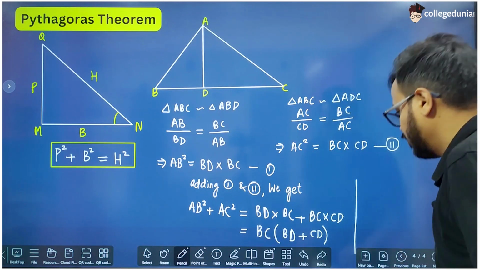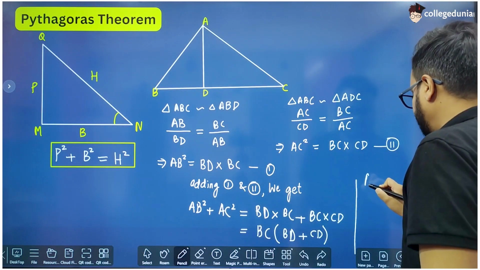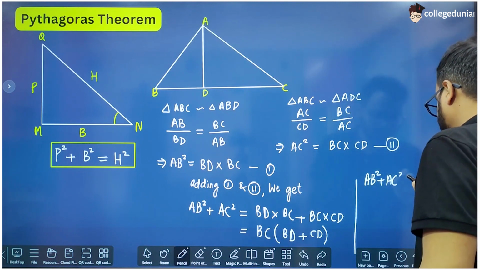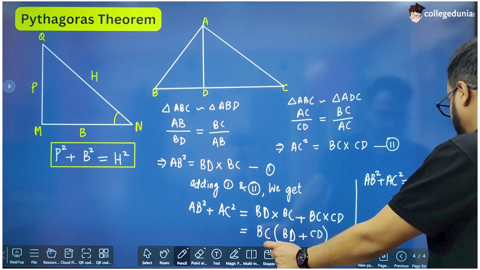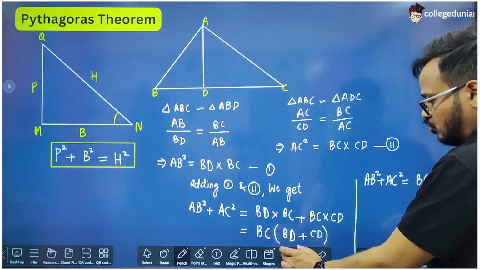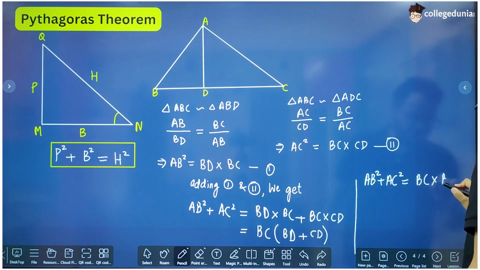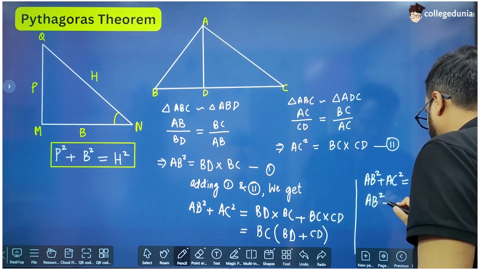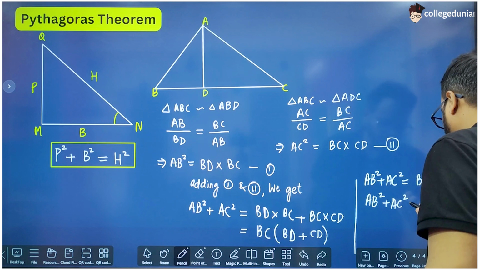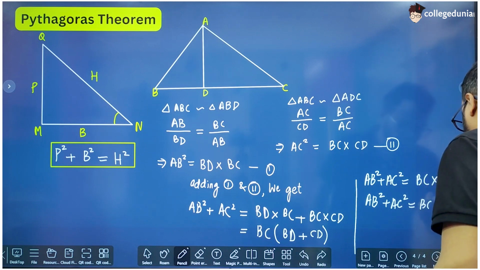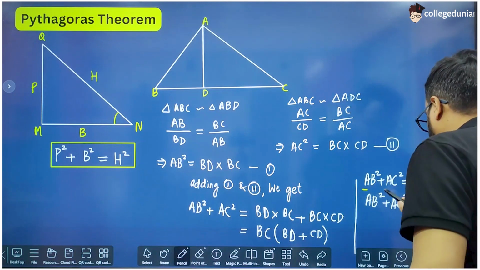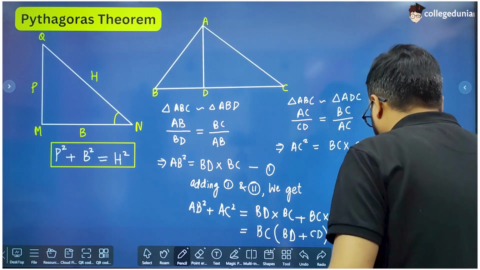So AB square plus AC square equal to BC into BD plus CD, which is BC. So AB square plus AC square equal to BC square, which is Pythagoras theorem.